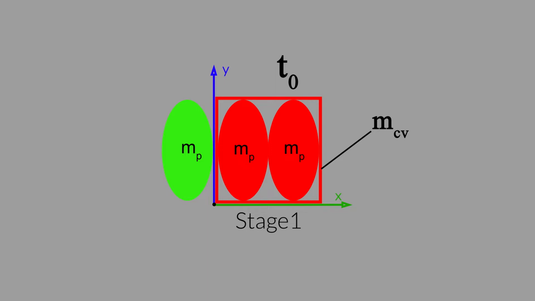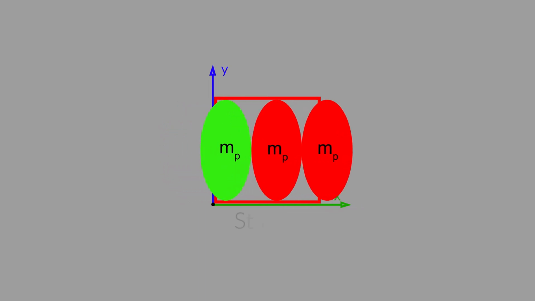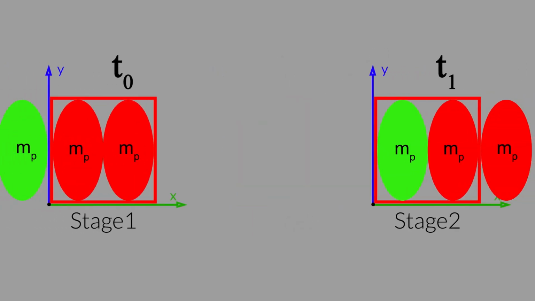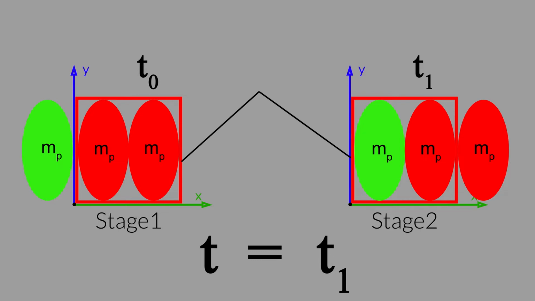Due to the ongoing flow, the external particle moves inside the control volume, pushing the internal ones in the same direction. Pausing at this stage and marking it as stage 2 with time t equals to t1, we clearly notice that MCV remains the same in both stages, thus is still made up of two particles and therefore maintaining its initial mass.